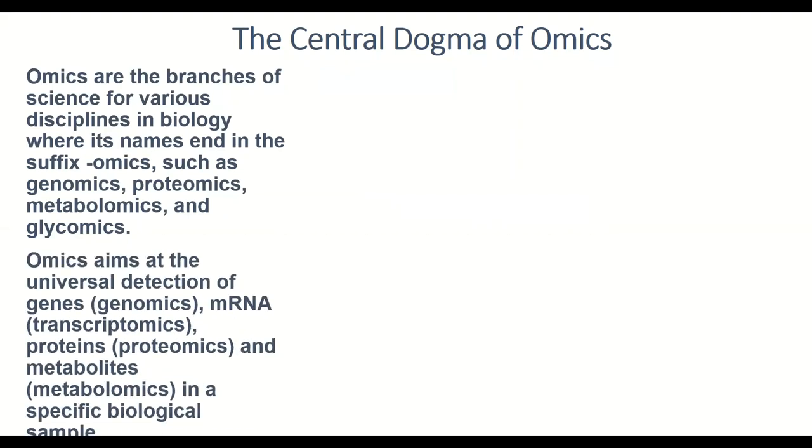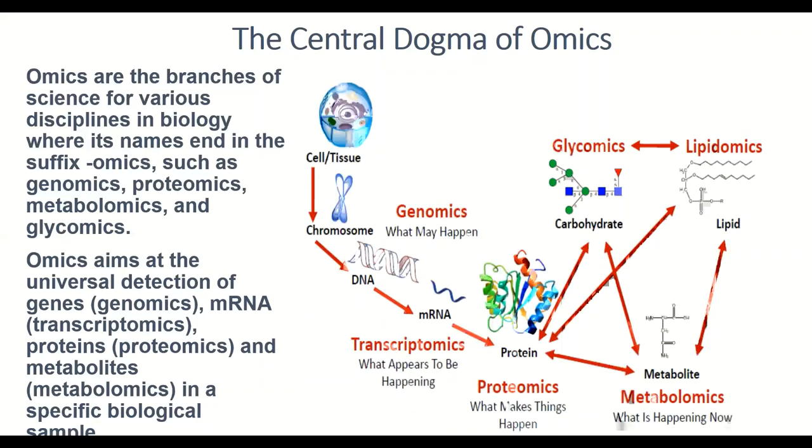What is the aim of omics? Omics aims at universal detection of genes at the DNA level, which we call genomics, and also universal detection of mRNA gene expression level, which we call transcriptomics, and also detection of protein expression level, which is proteomics.